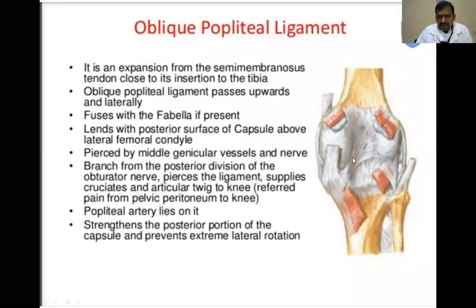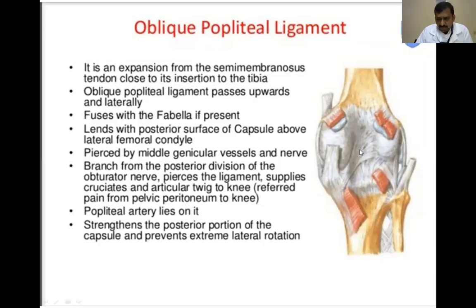It is developed in the tendon. If there is a development of the other sesamoid bone in the posterior part of the knee joint, that sesamoid bone is called the fabella. If the fabella bone is present, this ligament is attached to it.